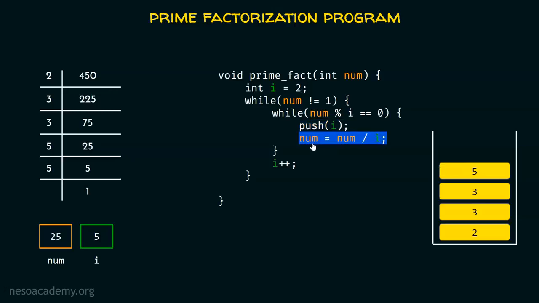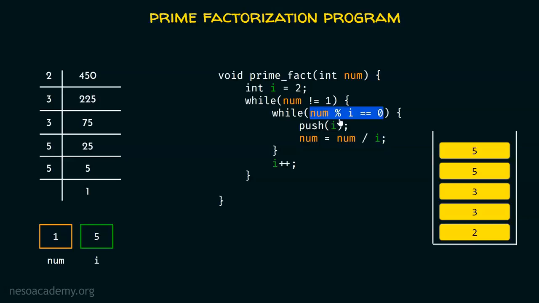After this, we have to update our num variable. This will get updated by 5. And then we'll continue with this step. Is num mod I equal to 0? Again, num mod I is equal to 0, right? Therefore, we'll get inside this while loop and we'll push this element onto stack. Again, we have to update our num variable. This becomes 1 after that.